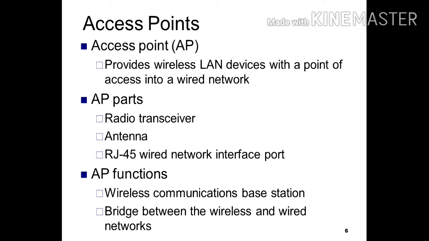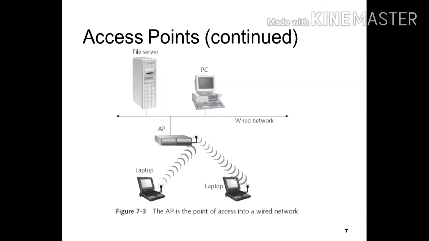It consists of a radio transceiver, antenna, and RJ45 connector, which is used as an interface port to wired network. So what are the basic functions of access point? As I've already explained, access point acts as the bridge between wired and wireless LAN, and it is again acting as a base station for wireless communication. So here you can see the access point to which these two laptops are connected.